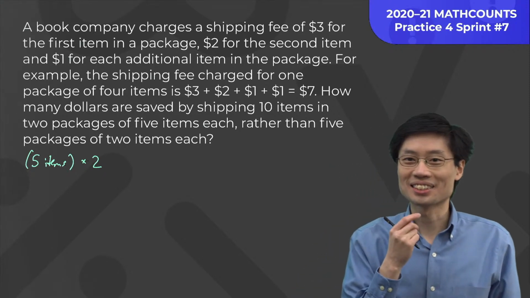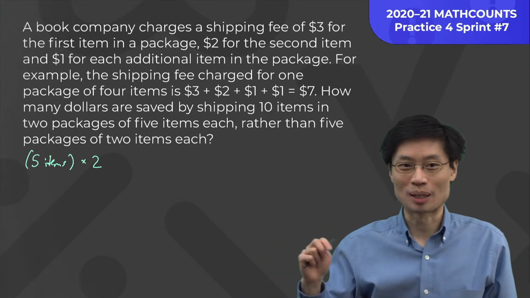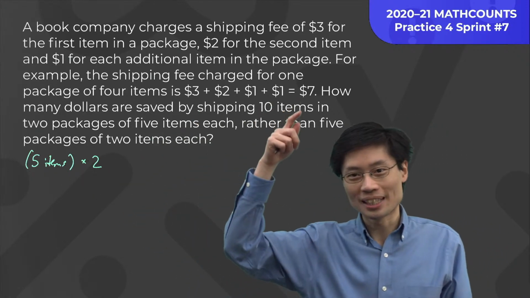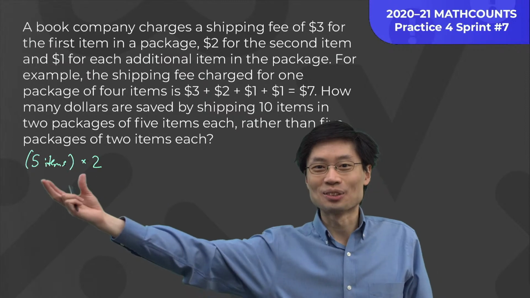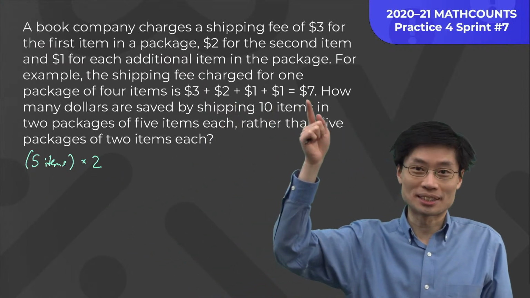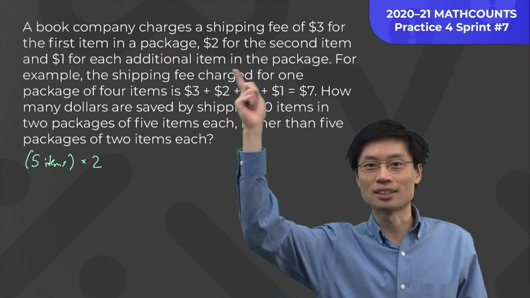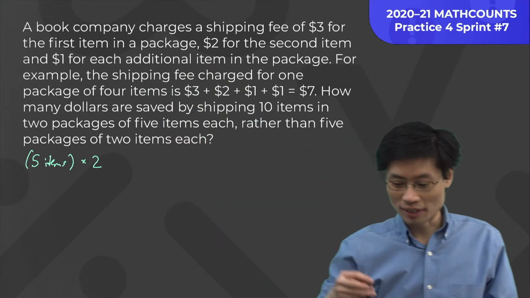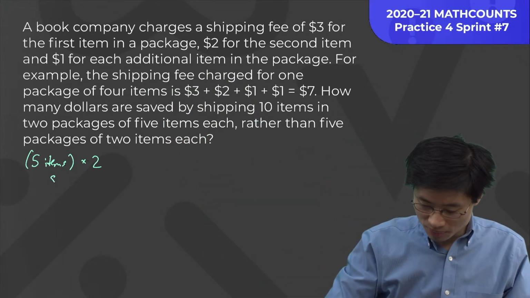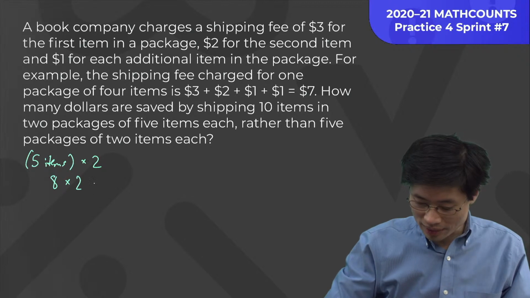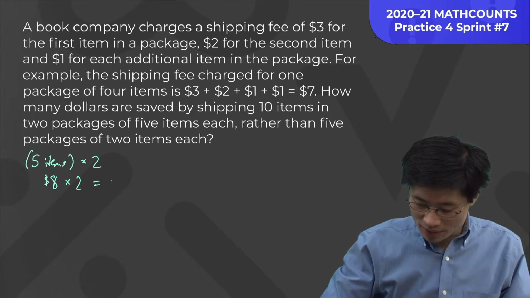Oh, this is interesting. 2 ways to do the problem. Let's just do it one way, which is this straight up thing, and another one, which is kind of nifty. So 5 items, I know 4 items is 7. So what's 5 items? Just another $1, right? 1 more dollar. So 5 items is going to be $8 times 2, which is $16.